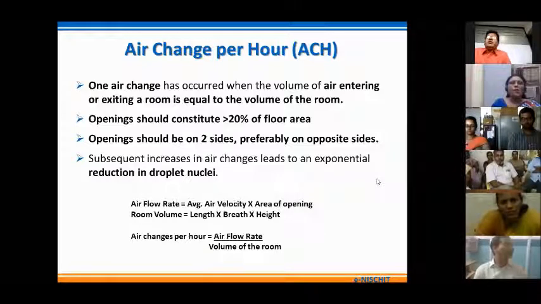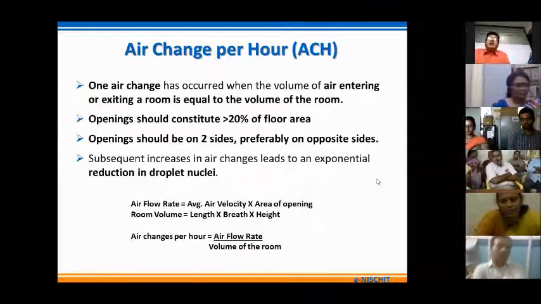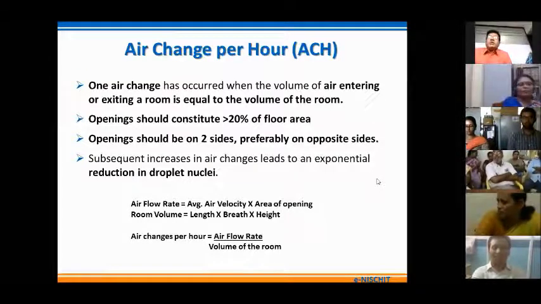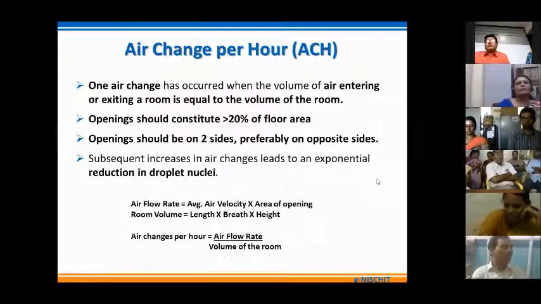Now, if I take the volume of all the openings there, and if I take the floor surface area, the openings should be equivalent to or more than 20% area, then we can safely conclude that there is adequate ACH happening within that room, provided there is free flow of air coming from one window or door and going out from the other window. So the opening should be there on both sides, so that there is free flow of air which comes in from one and then goes out from the other.